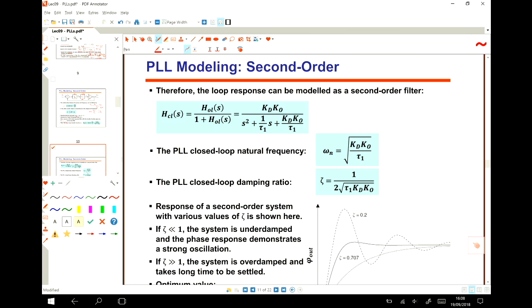All right, so this is the transfer function of the loop. If we go back to what we mentioned at the beginning, in a second order control system we have s squared plus 2 zeta omega n s plus omega n squared. If we compare this with the denominator of the closed loop function, we can simply find that omega n is this one, and zeta is this value.